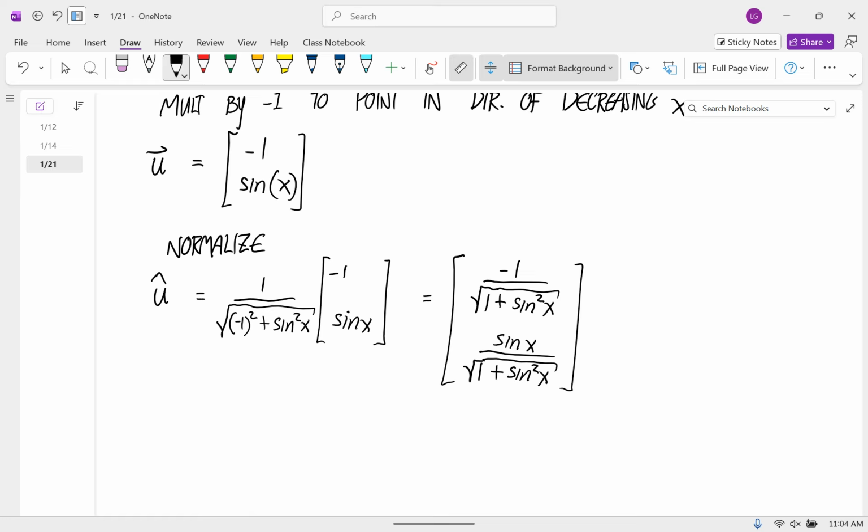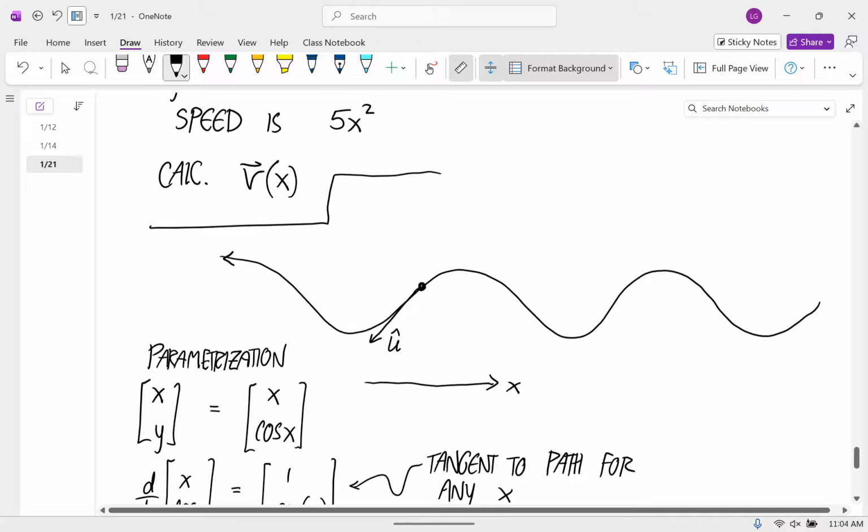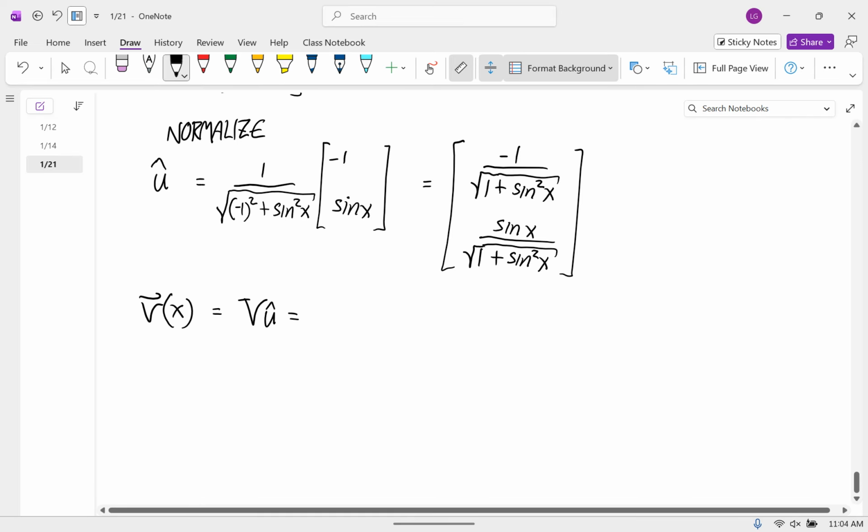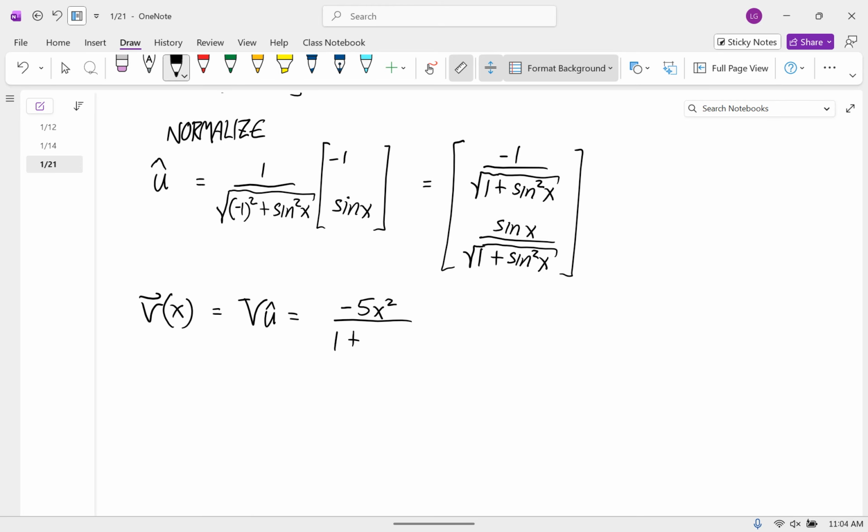And now finally, our velocity is just this unit vector that gives us the direction times the magnitude of the velocity, which is the speed. And so the velocity as a function of X is the speed times the unit vector. Our speed was 5x squared. So this is -5x squared over that square root, and then 5x squared sine X over that square root.